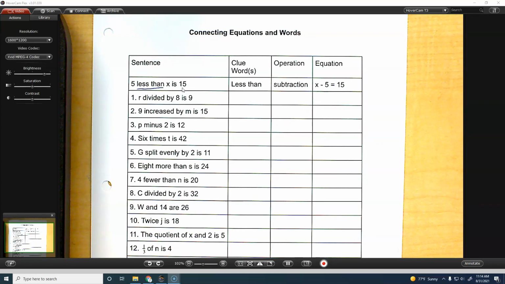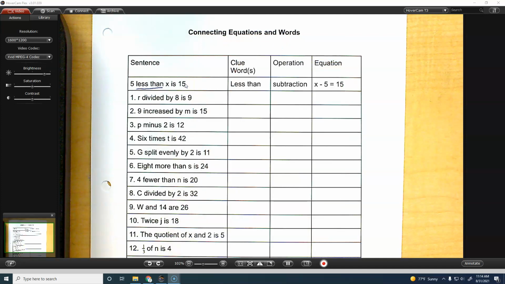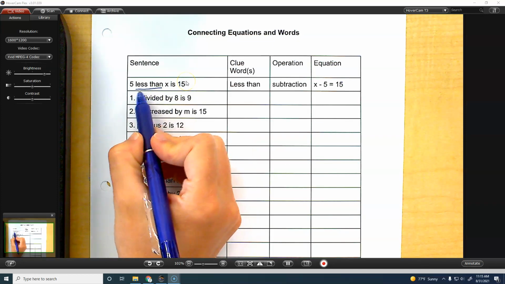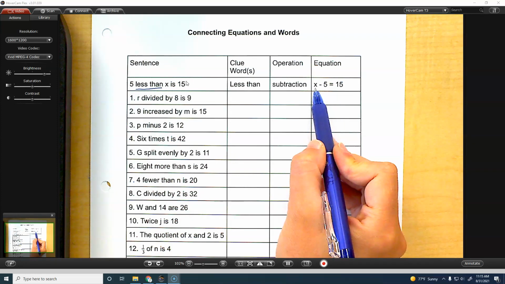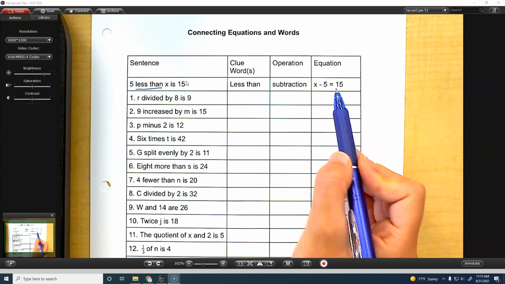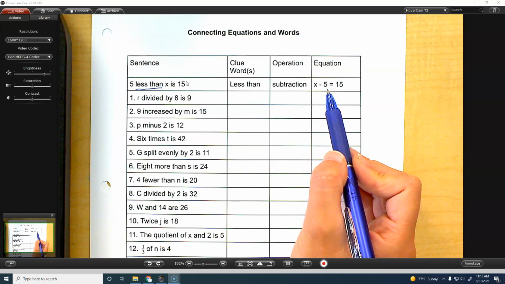Now, there's one really important thing about less than. If I'm telling you 3 less than 5, it is not 3 minus 5, the 3 is subtracted from the end. So see here, 5 less than x ends up being x minus 5. So you're subtracting from the end. It doesn't go at the beginning on that. Okay?